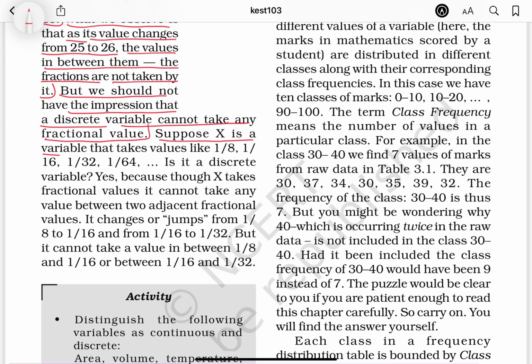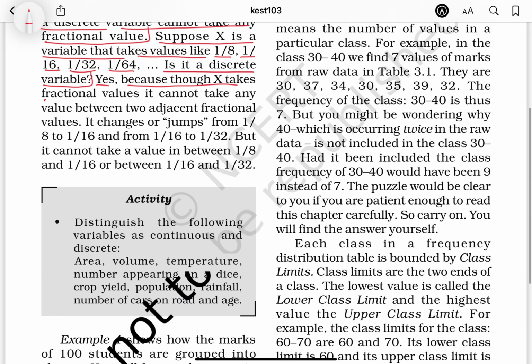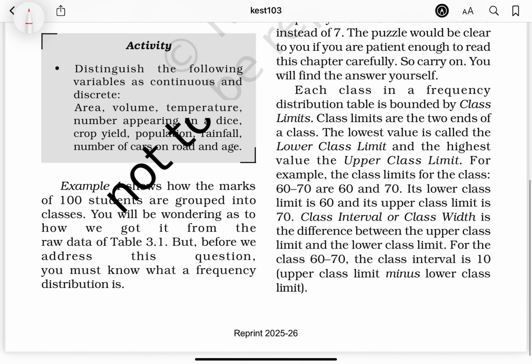Suppose x is a variable that takes values like 1 upon 8, 1 upon 16, 1 upon 32, 1 upon 64. Is it a discrete variable? Yes, because though x takes fractional values, it cannot take any value between two adjacent fractional values. It changes or jumps from 1 upon 8 to 1 upon 16 and from 1 upon 16 to 1 upon 32, but it cannot take a value in between 1 upon 8 and 1 upon 16 or between 1 upon 16 and 1 upon 32.